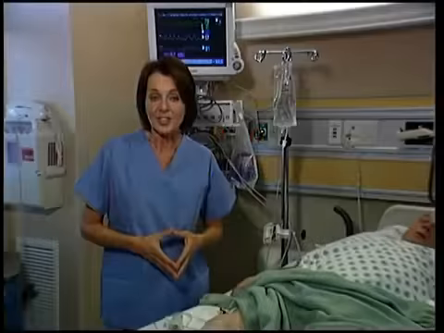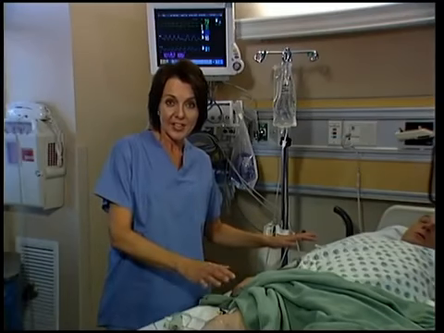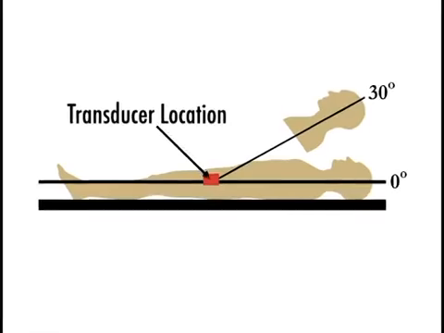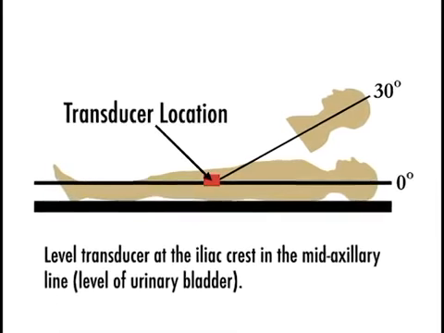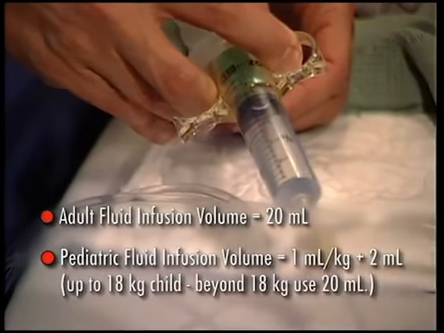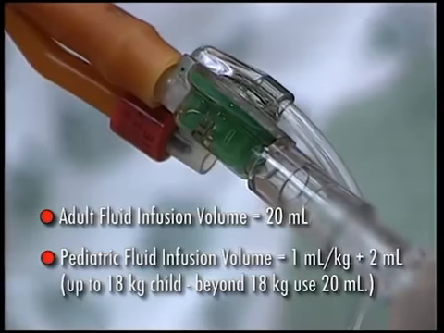Measuring intra-abdominal pressure is easy. You just place the patient in the supine position. Be sure the transducer is at the level of the iliac crest in the mid-axillary line. Wait for the patient to be calm, not coughing or straining. For adults, infuse 20 milliliters of saline within 10 seconds.